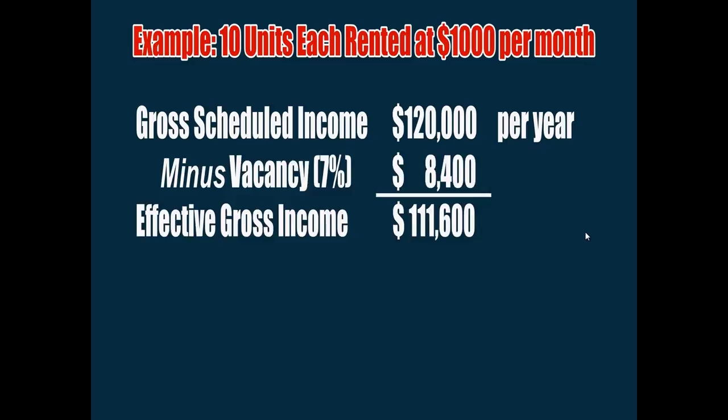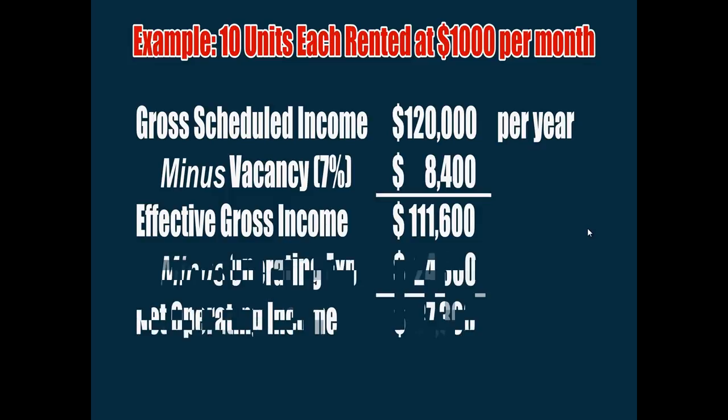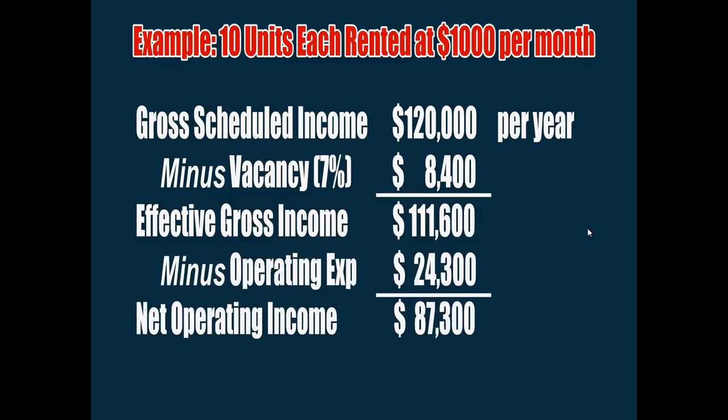Now, we spoke with our local lender, and we find out that the average vacancy rate is 7%. So we take that 7% off $120,000, and we come up with an effective gross income of $111,600. We go to our owner, and we get a full list of their operating expenses, and we find out that that owner is paying $24,300 a year between their taxes, their insurance, their electric bill, and the expenses that they pay. And that leaves them an NOI, a net operating income of $87,300 per year.